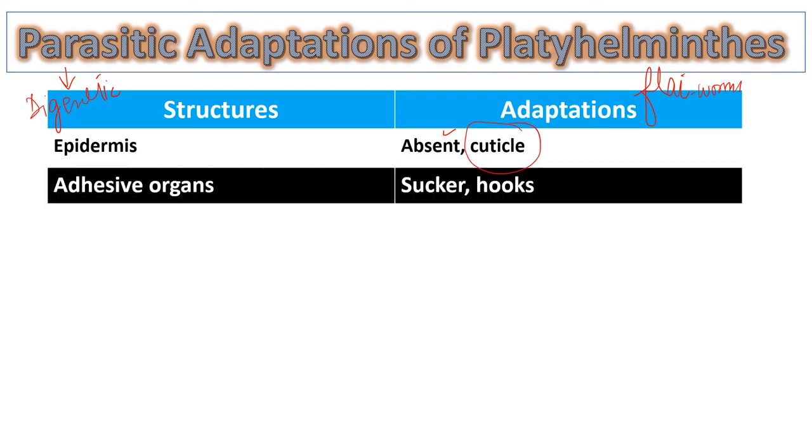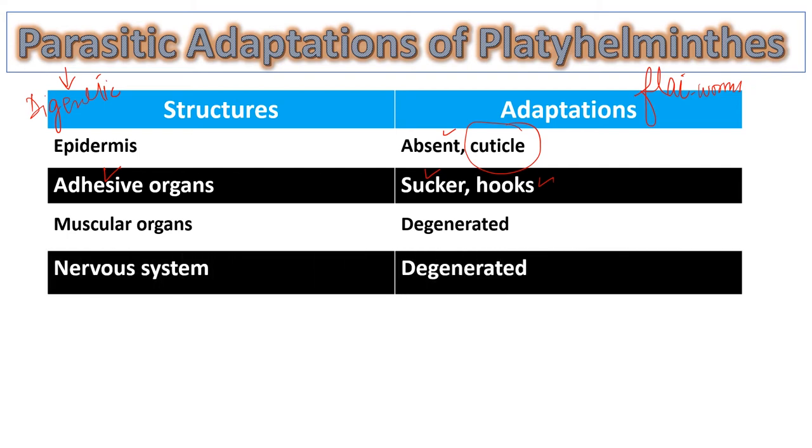Second, it has adhesive organs. Adhesive organs, organs for attachment. So iske paas honge suckers as well as hooks. Then muscular organs, they are degenerated. Nervous system also degenerated.